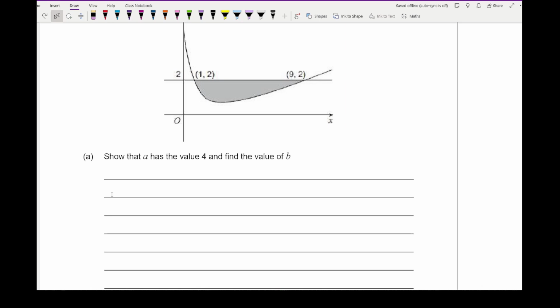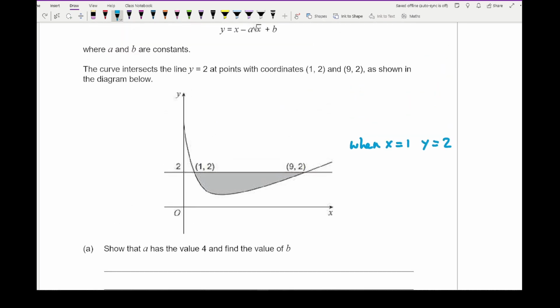So for this, looking at the graph, what we can establish is that when x equals 1, y equals 2. So if I substitute that into the original equation, let's just write this over here so we've got it on screen: y equals x minus a root x plus b.